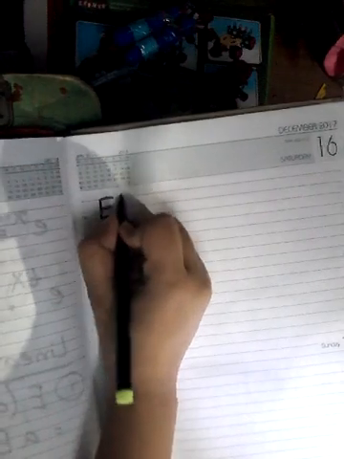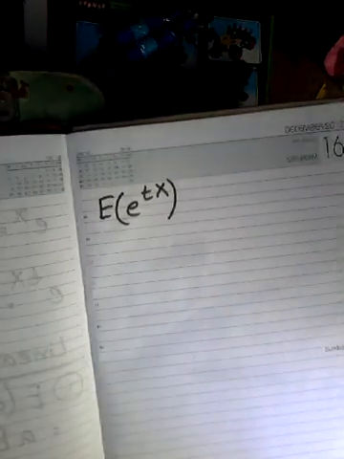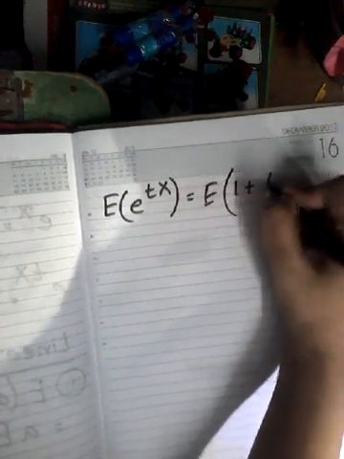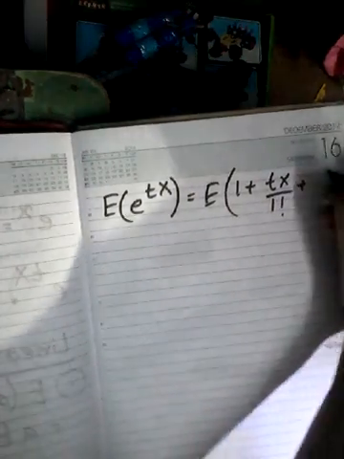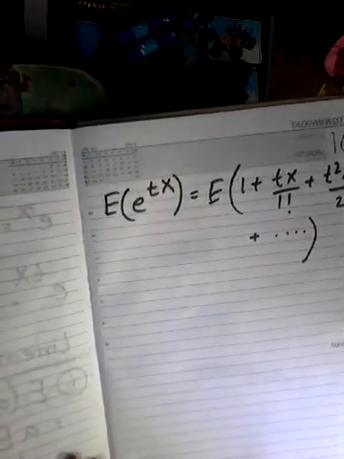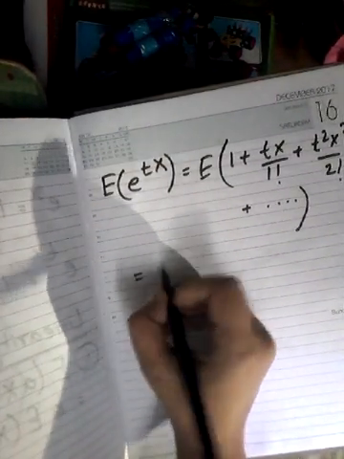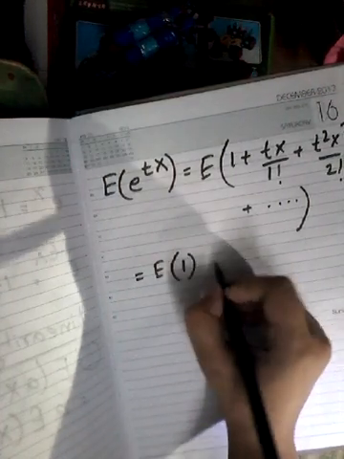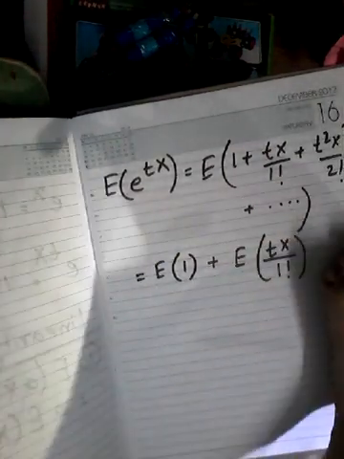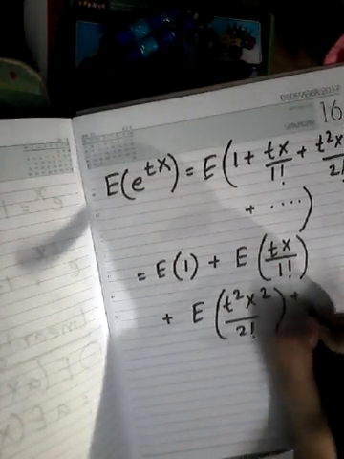So the MGF was defined as the expectation value of e to the power tx, right? So this e to the power tx came out to be 1 plus tx by 1 factorial plus t square x square by 2 factorial and the rest of this. Now we'll apply the linearity property that we just learned. This will make this equal to E of 1 plus E of tx by 1 factorial, summation split, E of t square x square by 2 factorial, etc.